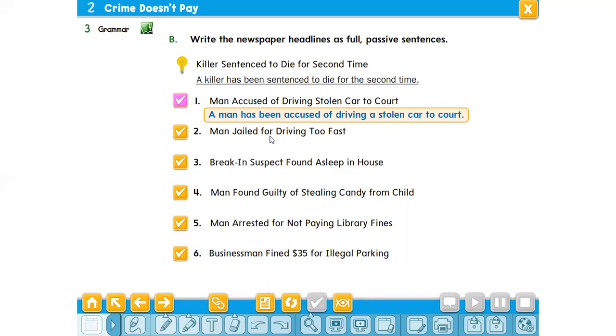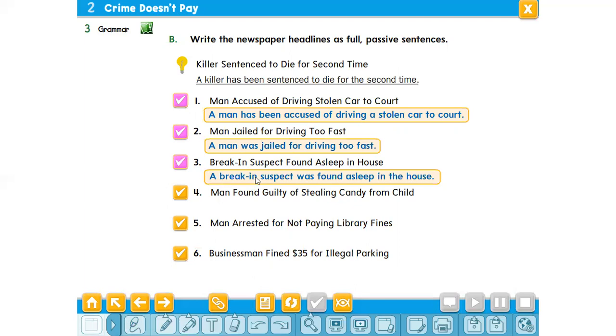Man jailed for driving too fast. Where is the main verb? Excellent. Jailed. We will use full passive sentence. A man was jailed, in the past simple tense. Was plus past participle. Number 3, break-in suspect found asleep in house. Where is the main verb? Found. We will say a break-in suspect was found asleep in the house.